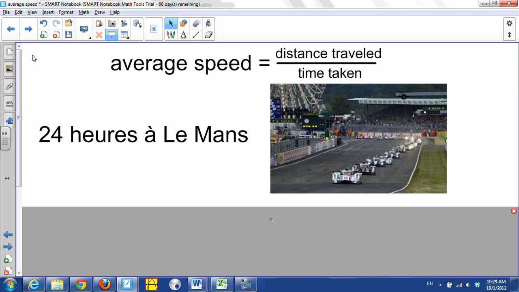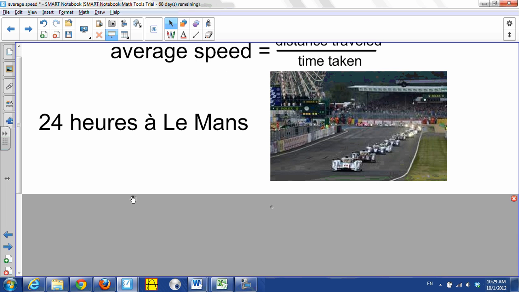It's an endurance race, and basically you race for 24 hours, and the winner is not determined by who finishes first because it's a 24-hour race. The winner is determined by who goes the furthest. So you just race for 24 hours, and whoever goes the furthest wins.